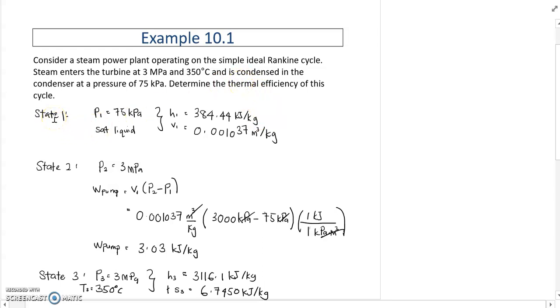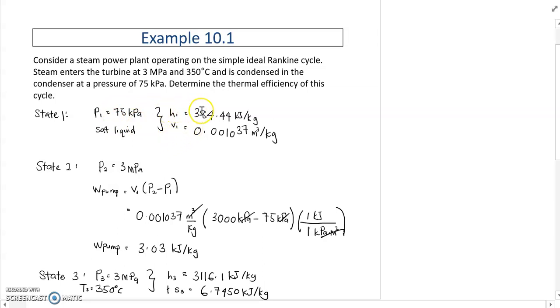So we can start with state 1. At state 1, we have P1 equal to 75 kPa, and from previous slides, at state 1 you have a saturated liquid. So you need to look at your steam table, appendix Table A5. From these two pieces of information, you need to get your H1 and V1.